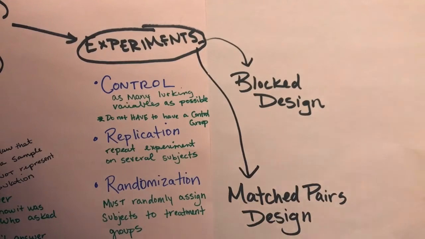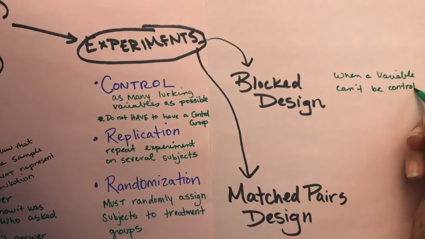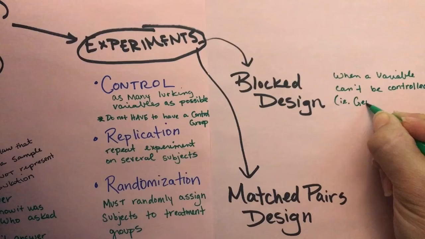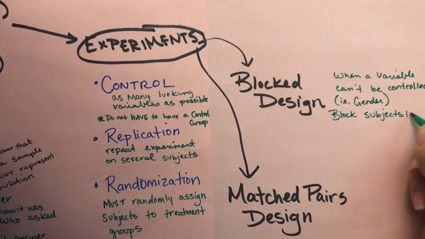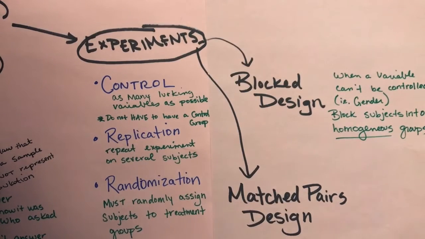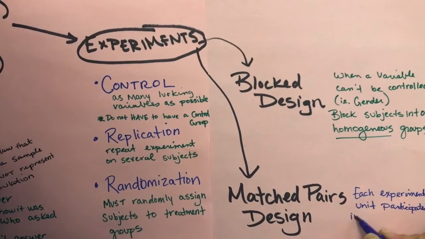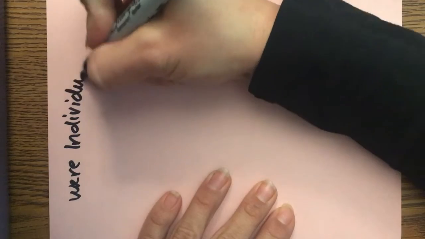All right, so ways of randomizing. Well, if there are variables you want to try to control, you could do a block design. This is where you would split your sample group by some sort of lurking variable or some sort of common trait, such as gender. You could also do a matched pairs design, and that's where each subject in your experiment is going to get all the treatments in that experiment. So they do the test once, maybe with a placebo, and then again with the experiment.